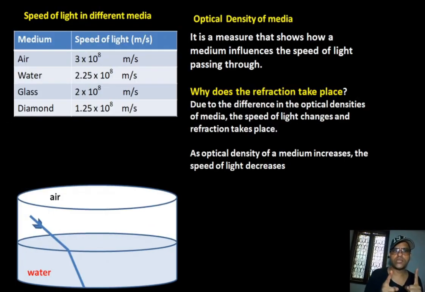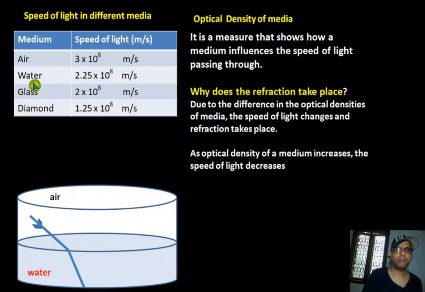Now, you may have questions like why does it happen? What is the reason behind the refraction of light? Or why does the teaspoon get bent? So in order to answer these questions, you need to look at two points. One is speed of light in different media and the other is optical density of media.